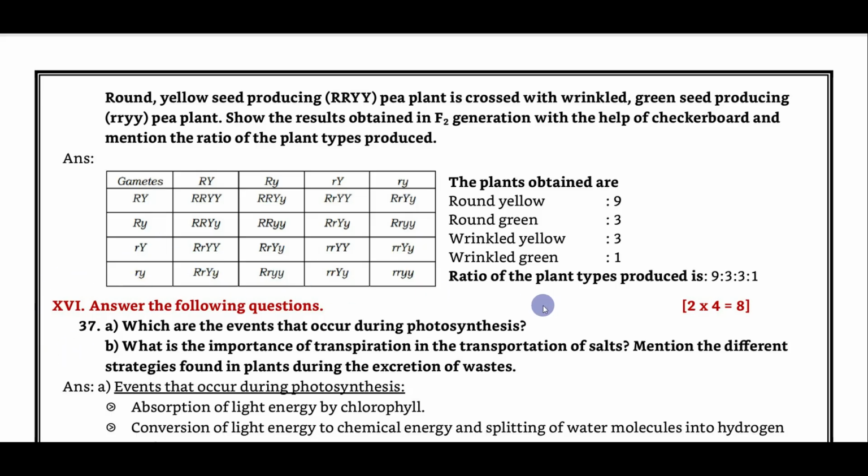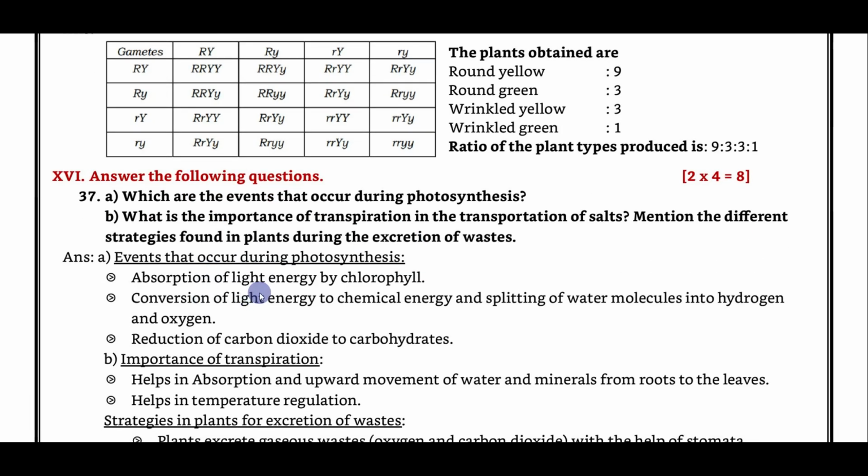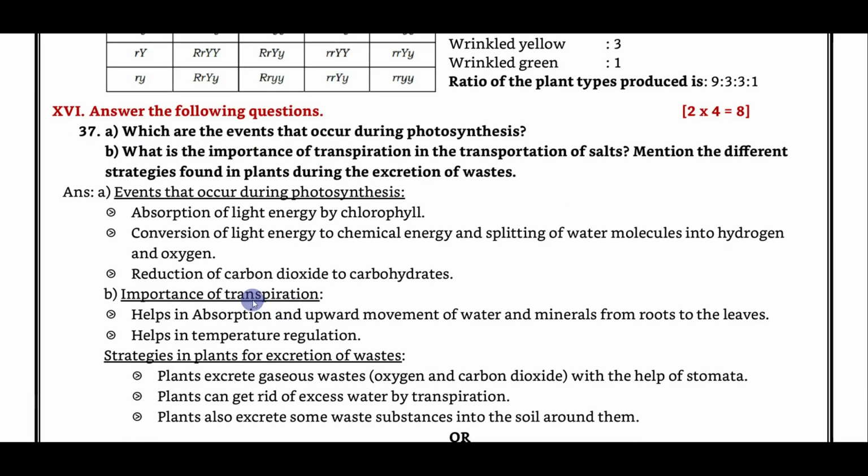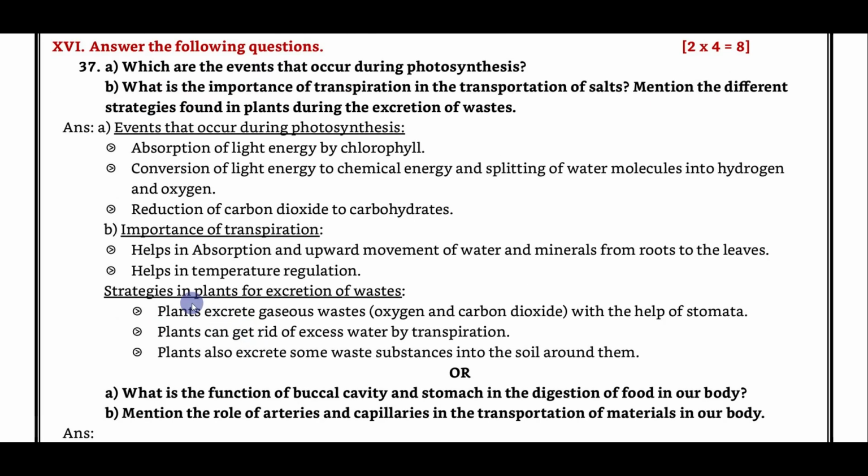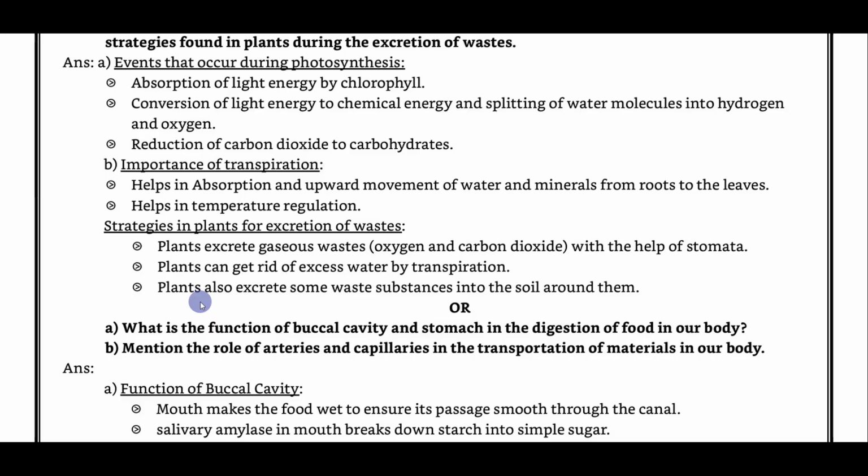Which are the events that occur during photosynthesis? Absorption of light energy by the chlorophyll, conversion of light energy into chemical energy, splitting of water molecule into hydrogen and oxygen, and reduction of carbon dioxide into carbon. These are the events. Importance of transpiration: it helps in absorption and upward movement of water and minerals from the roots to the leaves, and helps in temperature regulation. Strategies in plants for excretion of waste: plants excrete gaseous wastes with the help of stomata. Plants get rid of excess water by transpiration. Plants also excrete some waste substances into the soil around them.